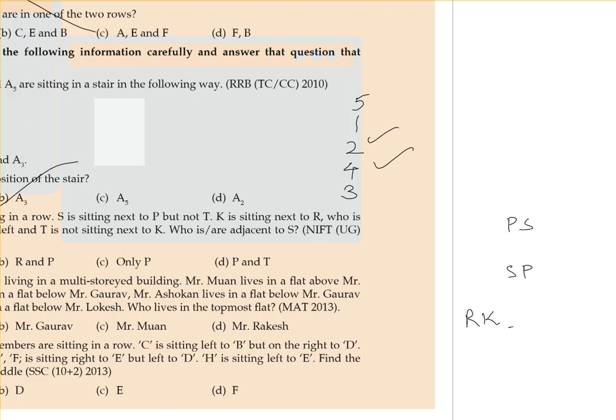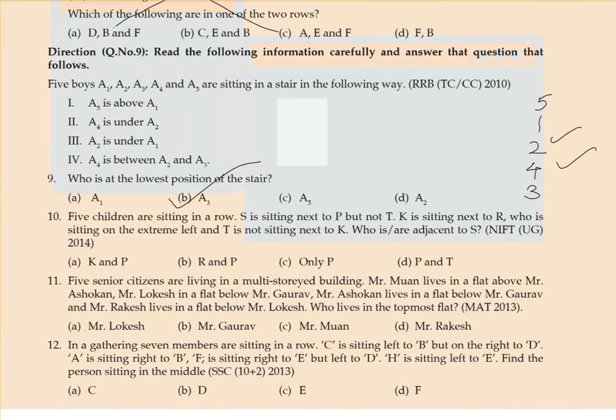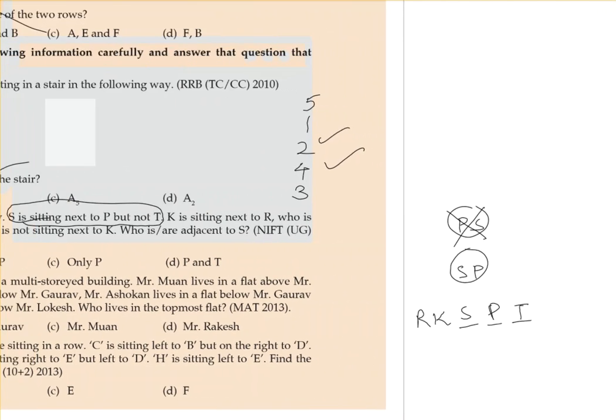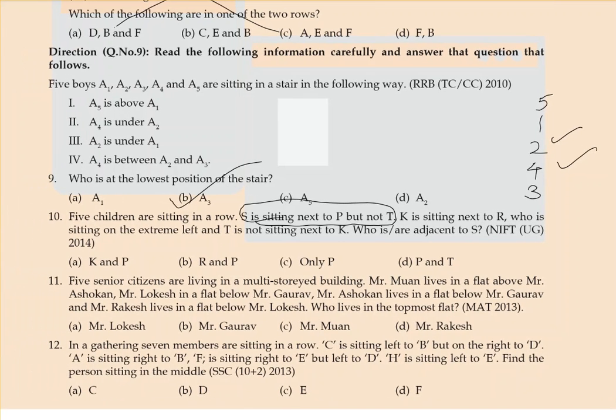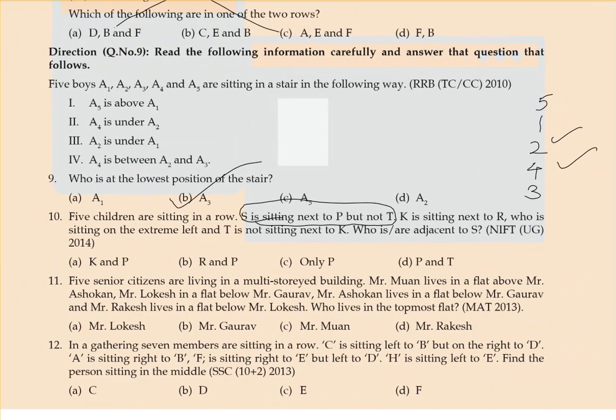So on the remaining three places, we have to place S and P together, and T is not sitting next to K. That means T is here. So PS or SP will be placed here. But S is sitting next to P but not T. So S cannot be next to T. So PS can't be placed here, it is SP. RKSPT. Who is or are adjacent to S, K and P?